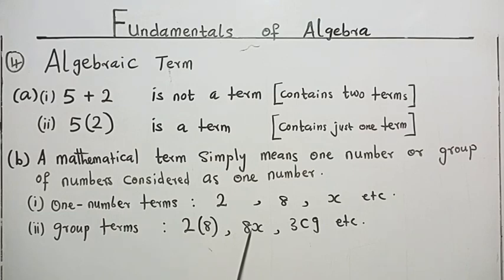We now regard this 8x, 8 and x put together, as one number. We now regard 3 cg as one number, and so on and so forth. If you watch, you discover that each example contains more than one number. This contains 2 numbers put together. This contains 2 numbers put together. This contains 3 numbers put together. We even have terms that contain 4, 5, and more numbers put together.